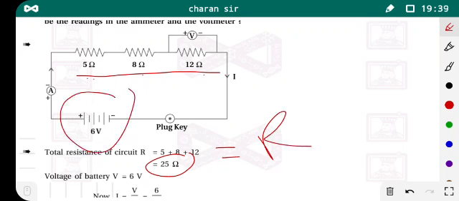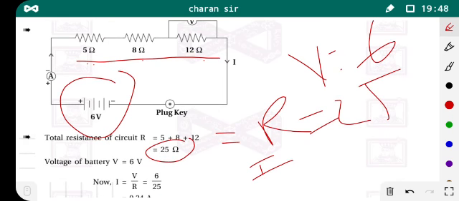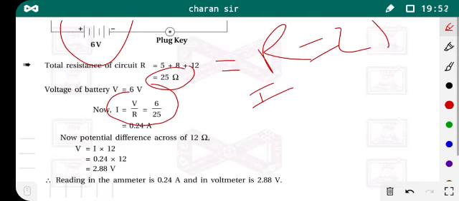Now you apply the 6 volt battery. So your voltage value is 6 volts and your resistance value is 25 ohms. Now you can find the value of I by Ohm's law. By Ohm's law you get I as 0.24 amperes. So this is the ammeter reading.